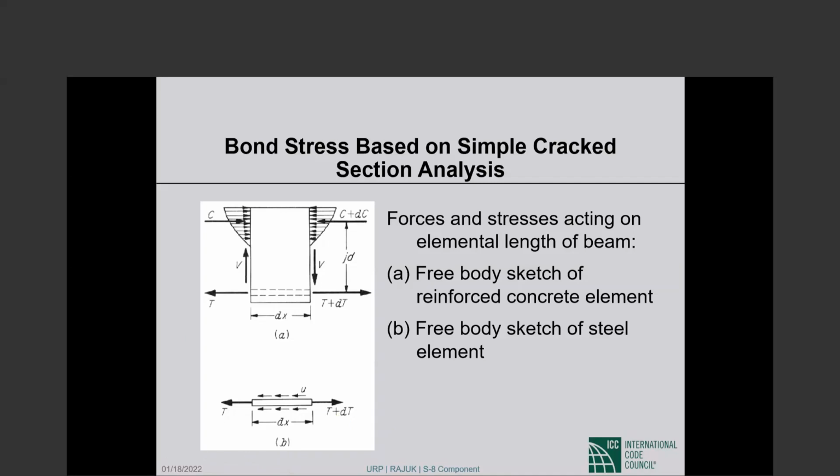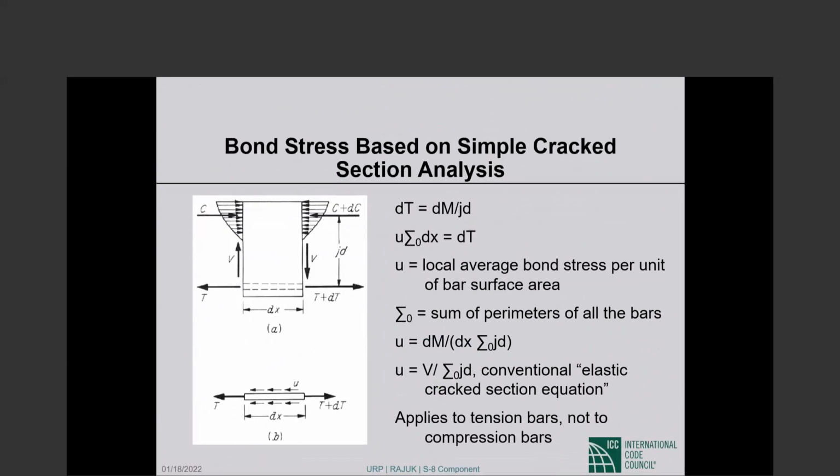In figure A, we have the free body sketch of the reinforced concrete element. In figure B, below, I have the free body sketch of the steel element, and it involves the bond stresses u. Okay? The same picture, but now we will look at a few things. So dT, the incremental tension in the reinforcement, is the incremental moment between the two sections, the left and the right, divided by the lever arm. Tension is equal to moment divided by lever arm. So this is an understandable relationship.